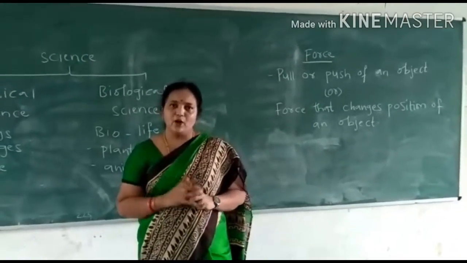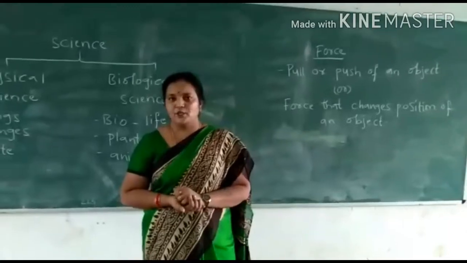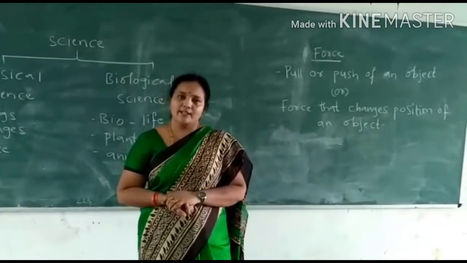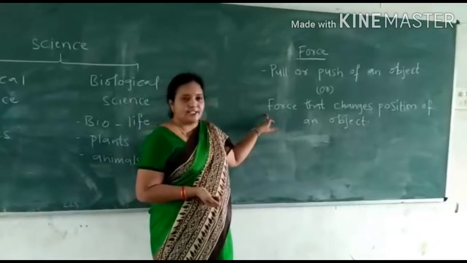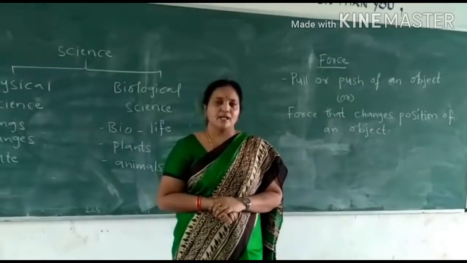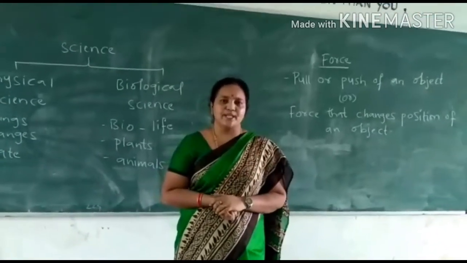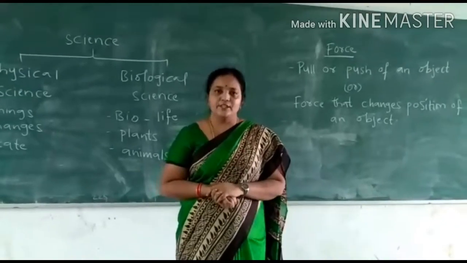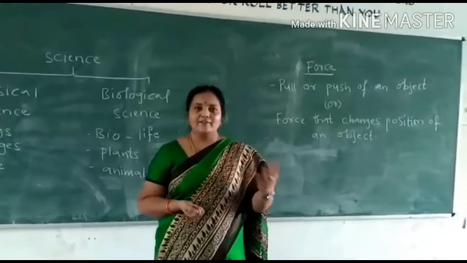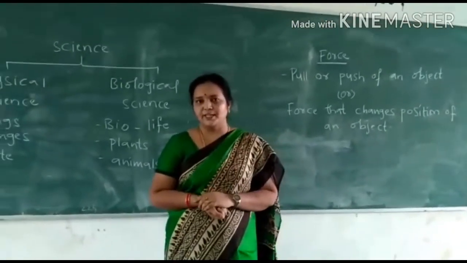So in nature, for any lifeless object, either to move or to stop the object, you have to apply force. That pulling or pushing an object, we call it force. Or there is another definition for force: force is that which changes the position of the object. So what can we conclude from this explanation? That for any object to change position, either to move or to stop, force needs to be applied. Without force application, you can't move the object. It is just like sitting in a place and waiting for the biryani to come to you, which is not possible. Then you have to apply force to bring the plate near you.